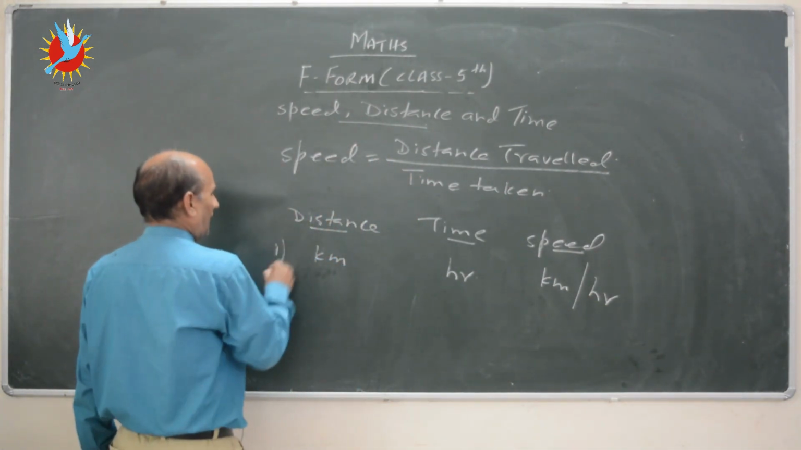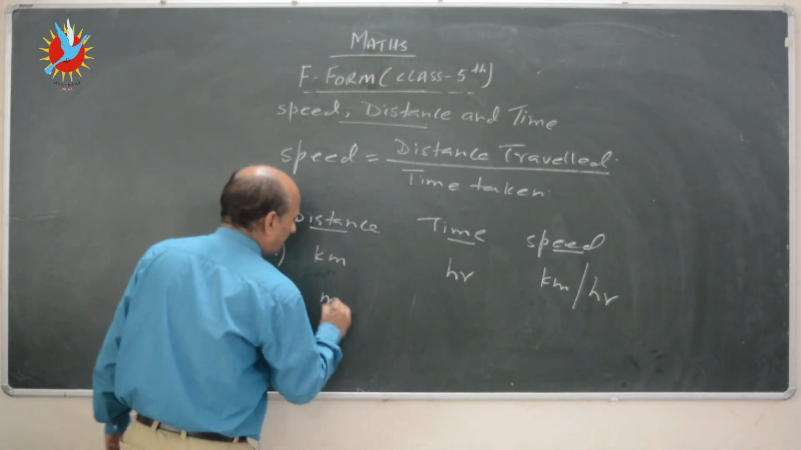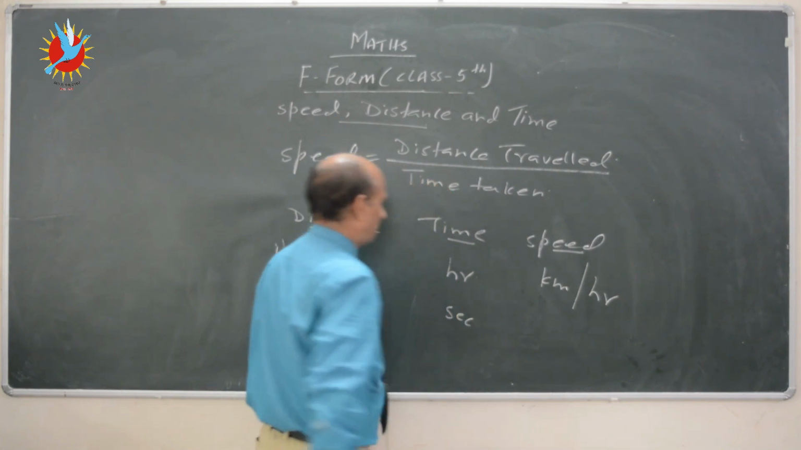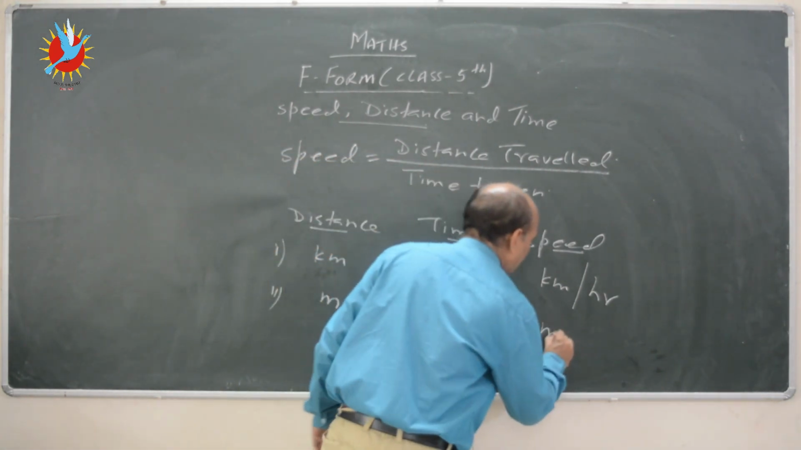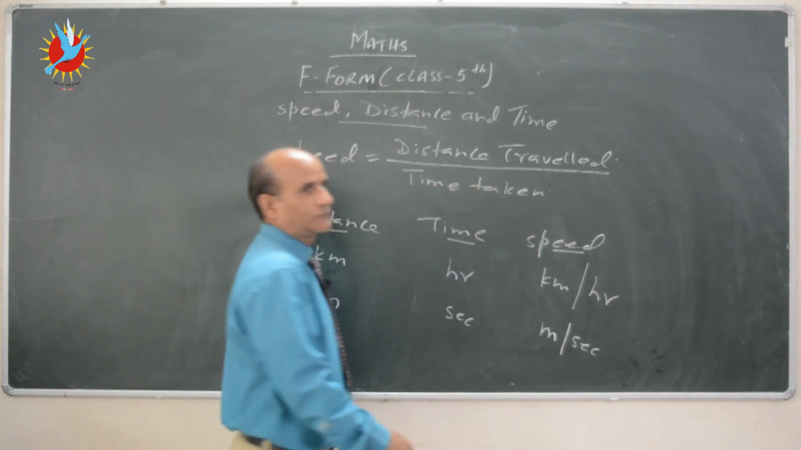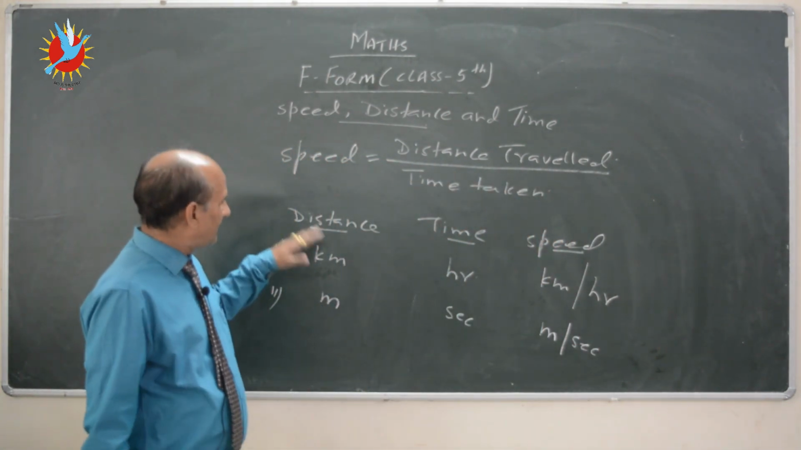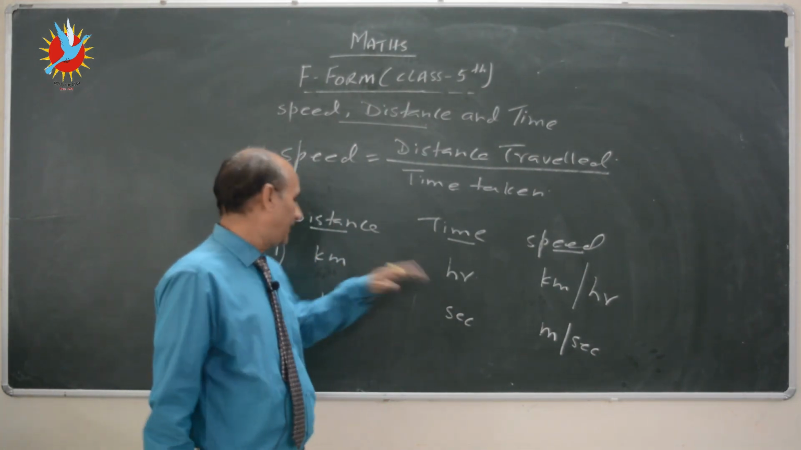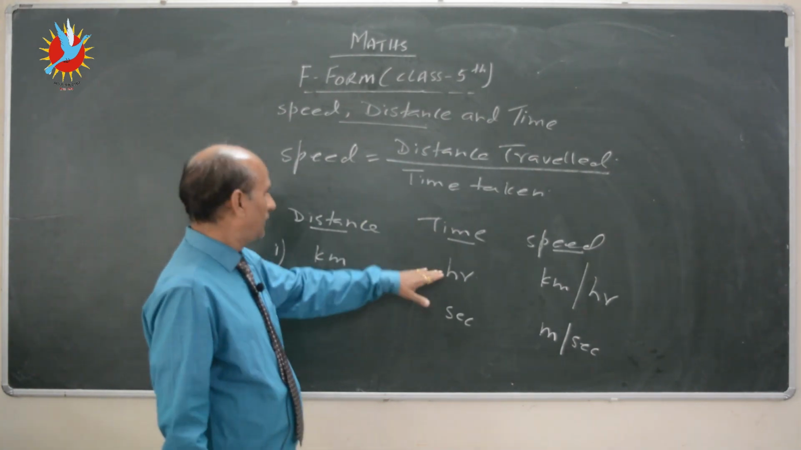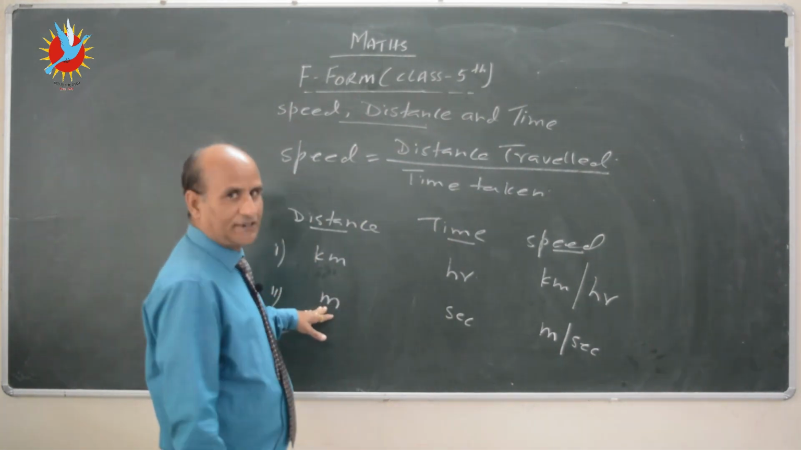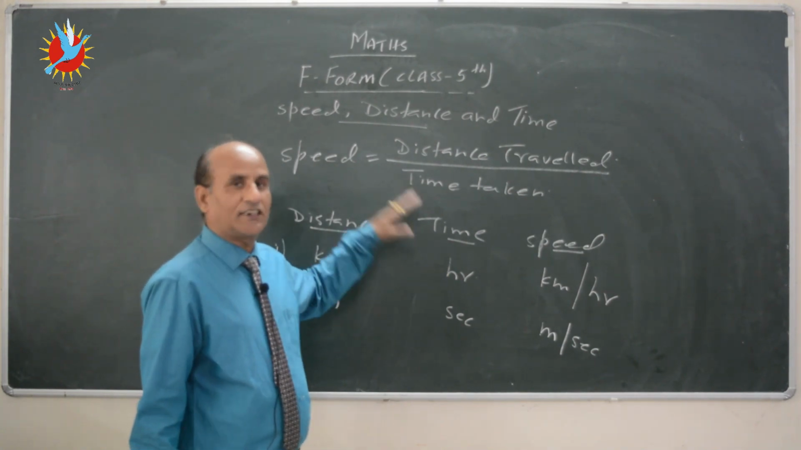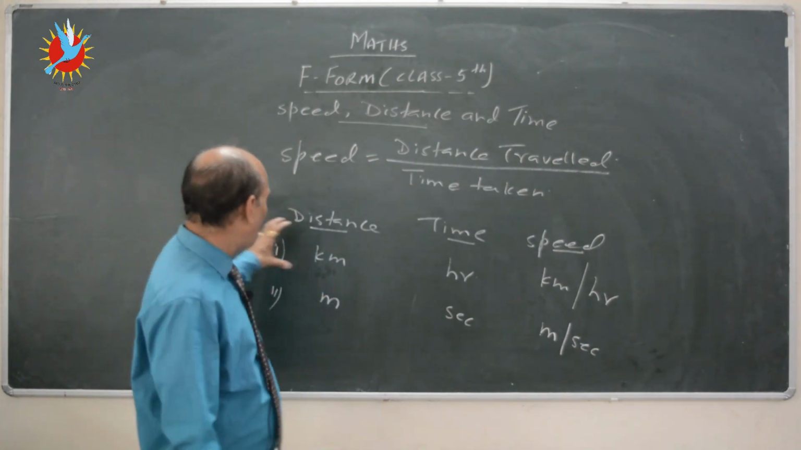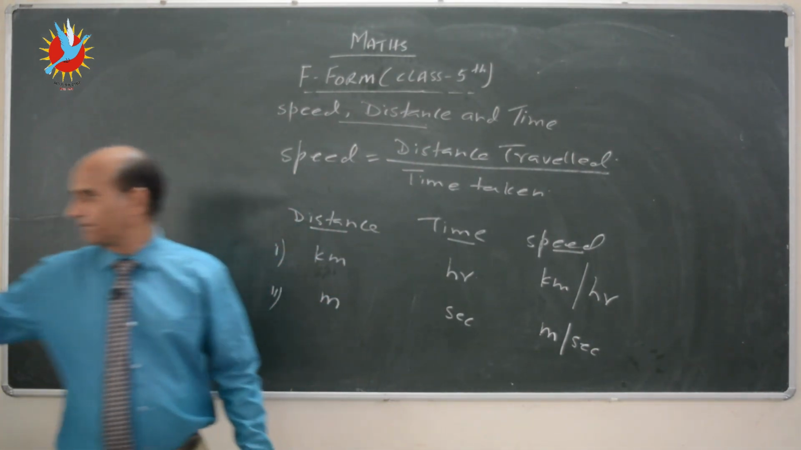This is the first case. And the second, if the distance is in meters, m for meters, and the time is in seconds, then speed is meter per second. So suppose distance is given in kilometer, time is given in seconds, then how to convert the seconds in hours? If distance is given in meters and time is given in hours, then how to convert meter in kilometer or hour in second? So let us see how these units are interconnected with each other.